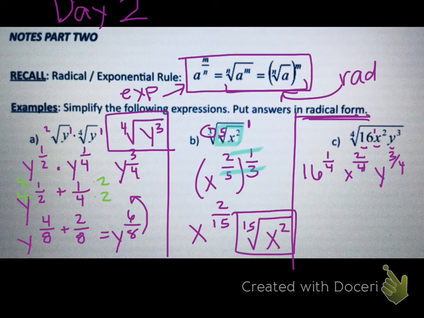16 to the 1/4 power again means the 4th root of 16, which will put me at 2. I can reduce the fraction for x to be 1/2, but the y cannot reduce. Now, I would accept that as an answer because the directions say put it in radical form. I will do that. So to put this in radical form, this will become 2 times the square root of x and the 4th root of y cubed. The reason I can't put x and y underneath the same radical is because they're two different roots. One's a square root and one's a 4th root.